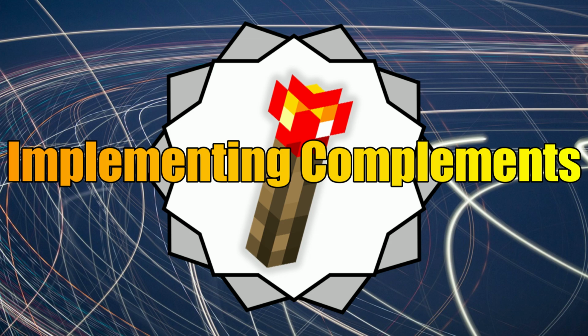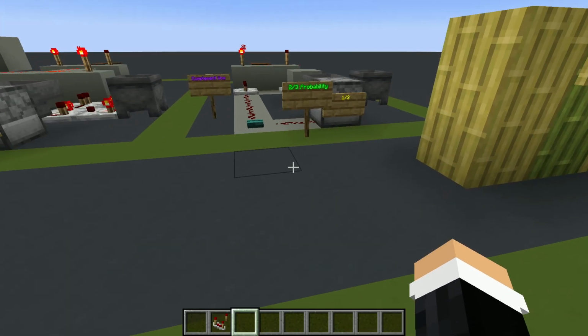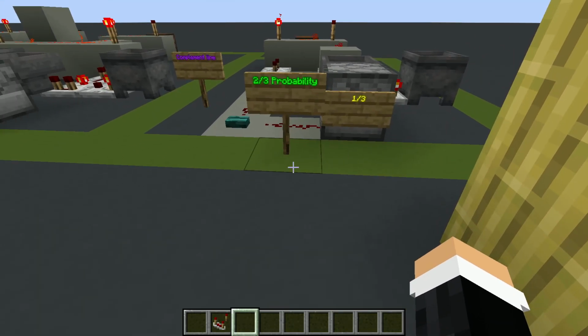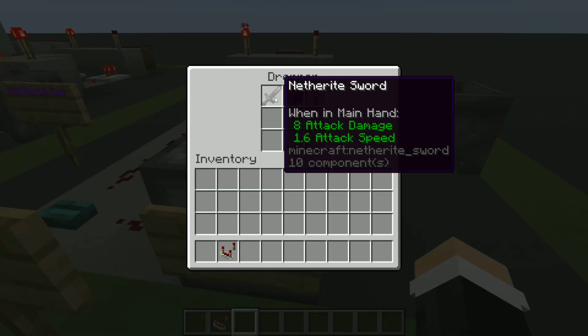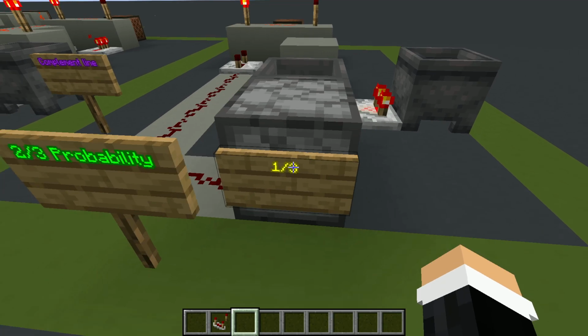Implementing complements. How do we use complements to get other probabilities? So just really quick, what is a complement? So right here, I have a 1/3 probability generator, right? There's 1 of the non-stackable items out of the 3 right here.